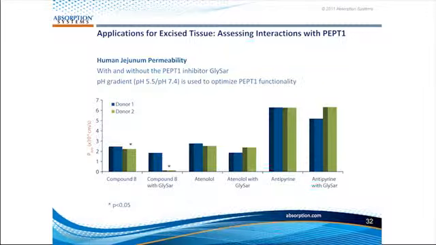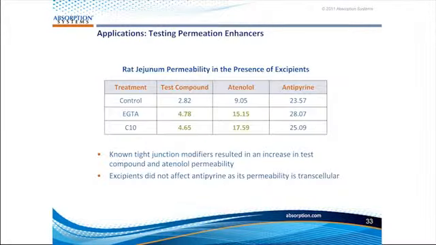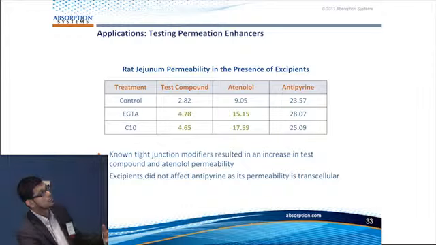In addition to correlation with fraction absorbed, these tissue studies can also be used to look at transporter interactions. This is where compound B is a PEPT1 substrate. So when challenged with glycine, there is a tremendous decrease in its P apparent. You could also study the impact of excipients, where we're looking at EGTA and sodium caprate. They're expected to compromise or open up the tight junction space. So as expected, the permeability of atenolol increases, while antipyrine does not change.